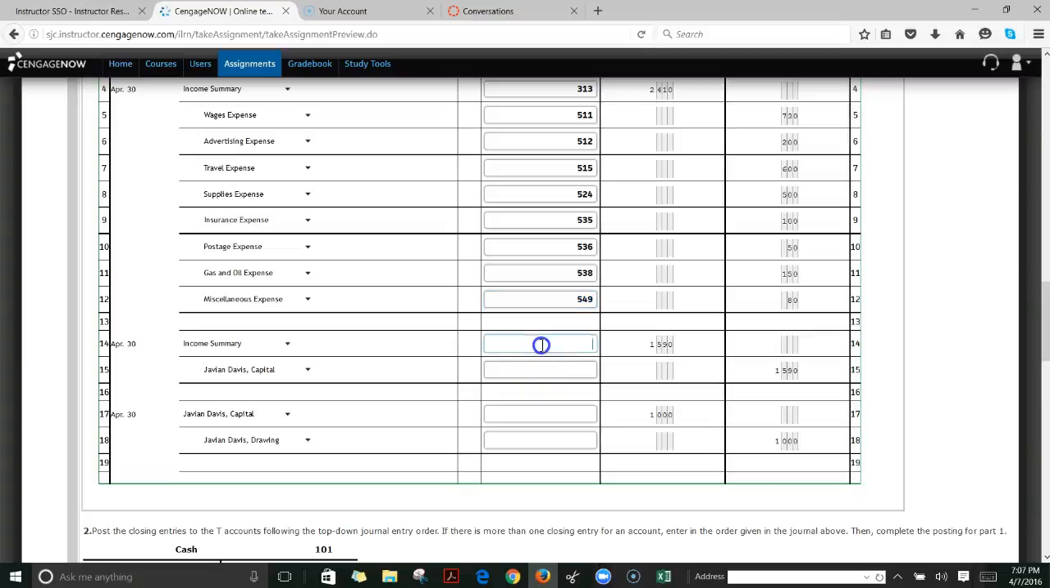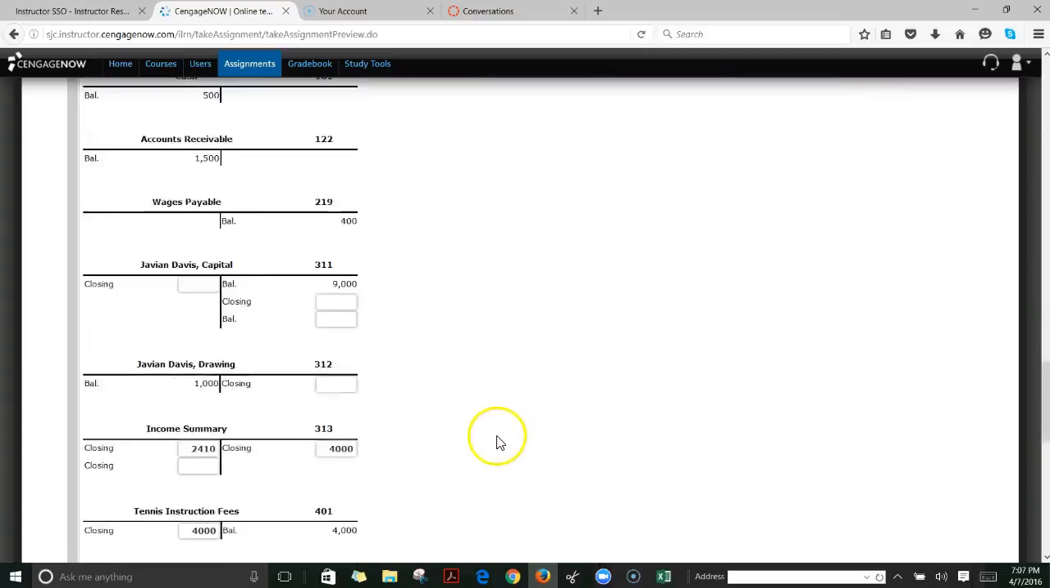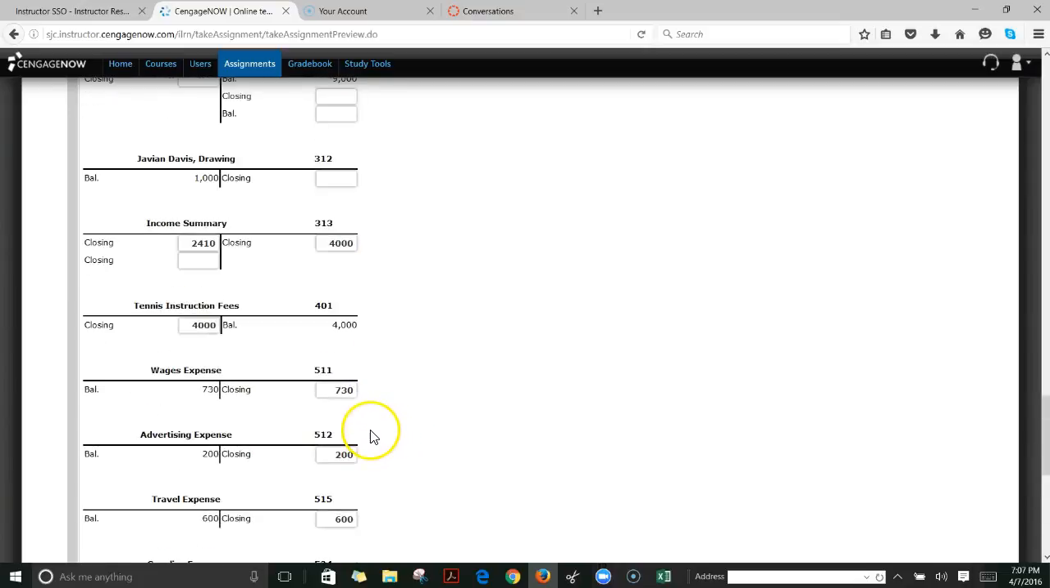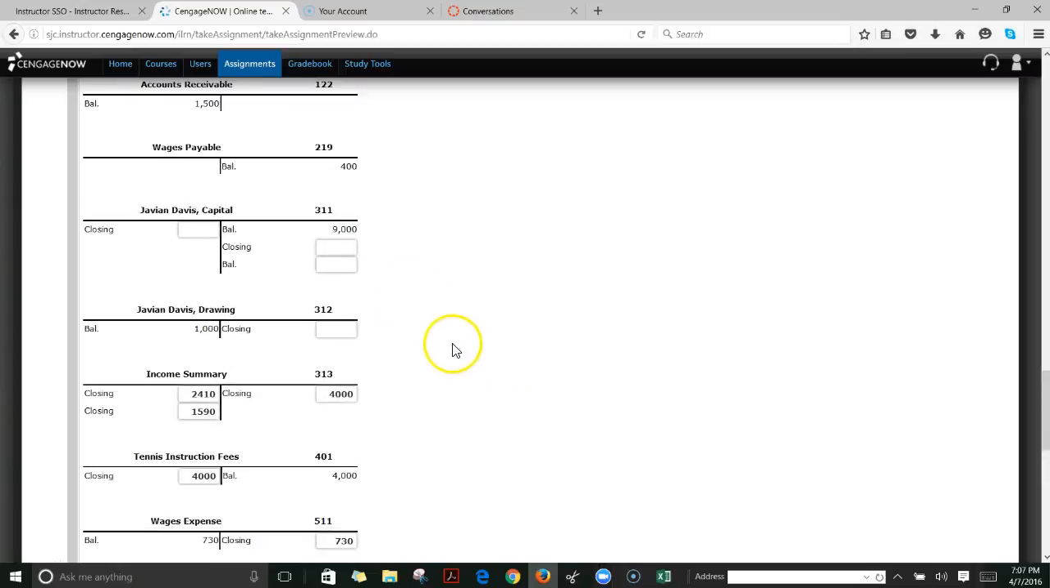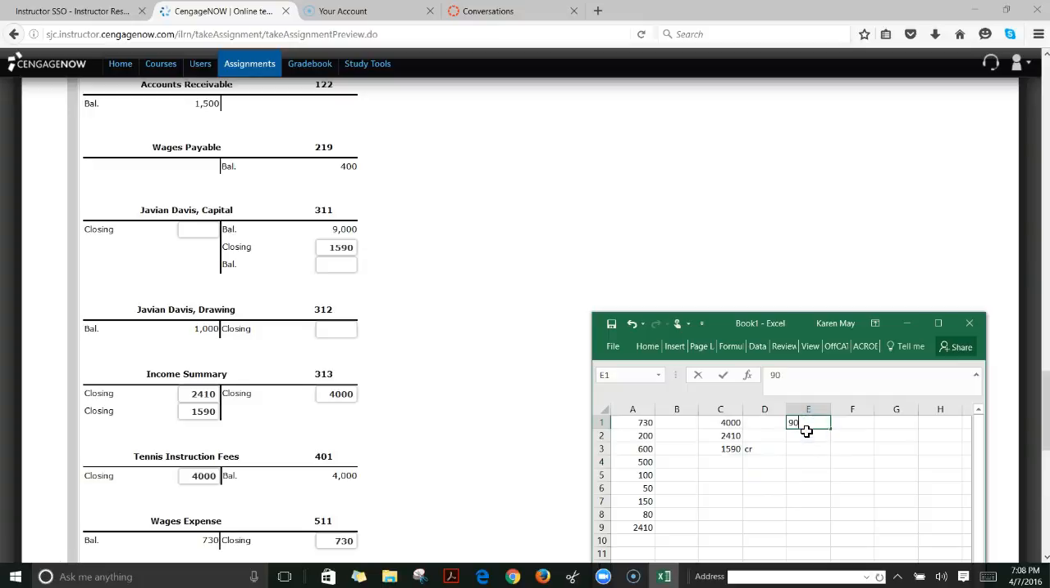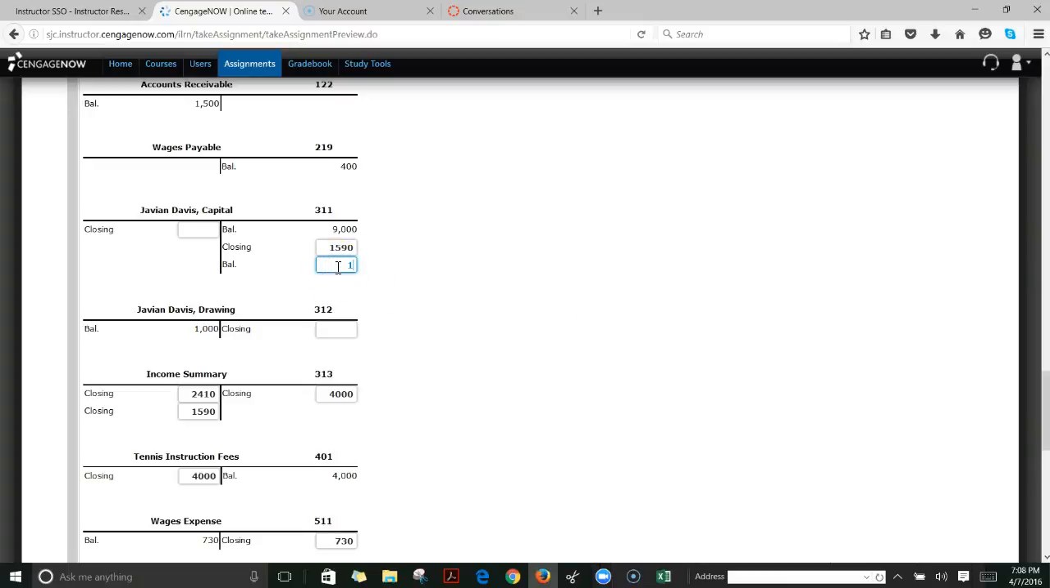Okay, and then we need to close income summary. So we debit income summary for $1,590. So we go down here to our income summary and debit it for $1,590, which will close it, and that's account 313. Then we go to our capital and credit it for $1,590 to show the addition of income to that, and we're going to balance that. So $9,000 to begin with, plus the $1,590 equals $10,590, and that's account 311.